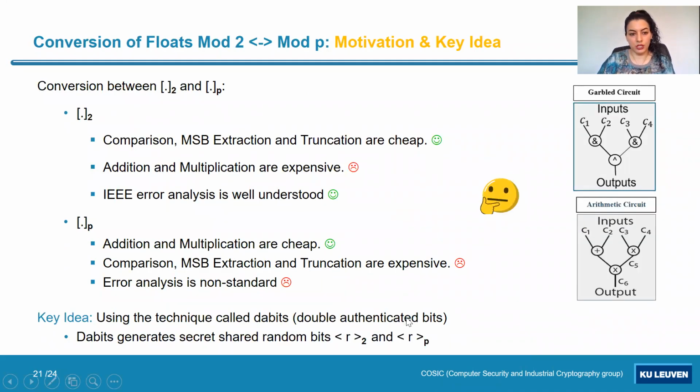Let's see our contribution. As I mentioned, addition and multiplication are cheap in mod P words compared to mod 2 words, but comparison, most significant bit extraction and truncation are cheap in mod 2 words compared to mod P words. And IEEE error analysis is well understood in mod 2 words. I mean, errors are completely defined in mod 2 words, but in mod P words, this kind of analysis is non-standard.